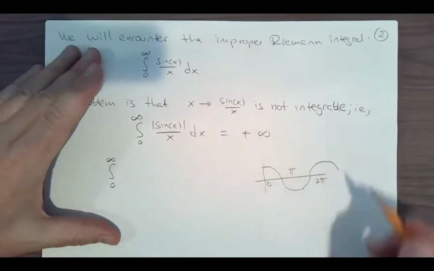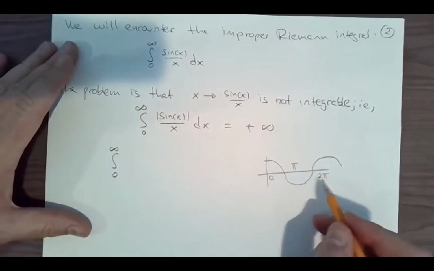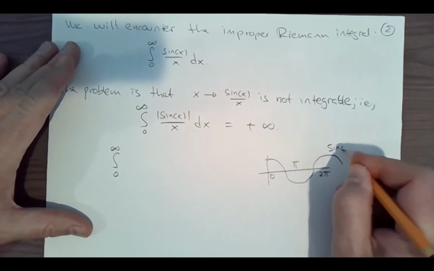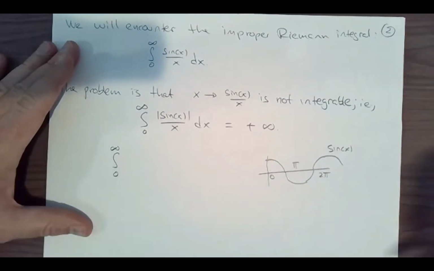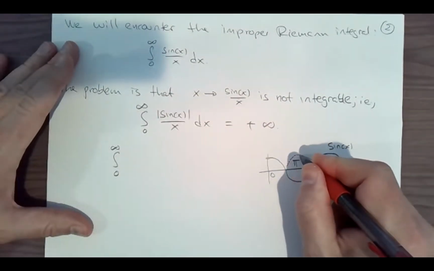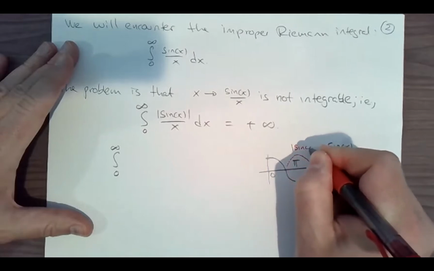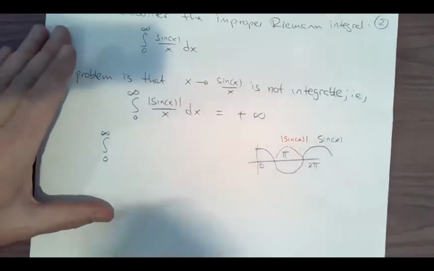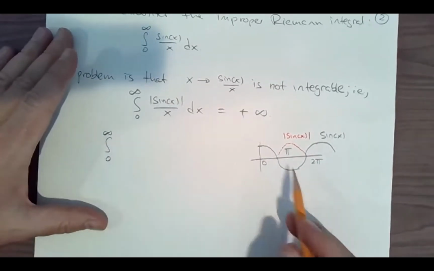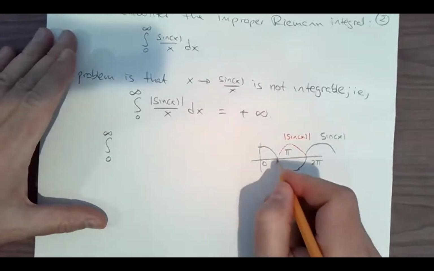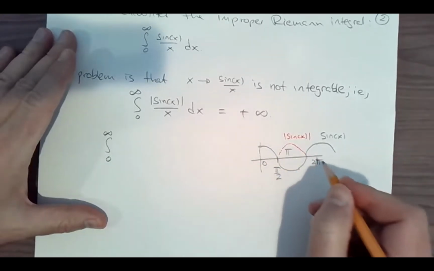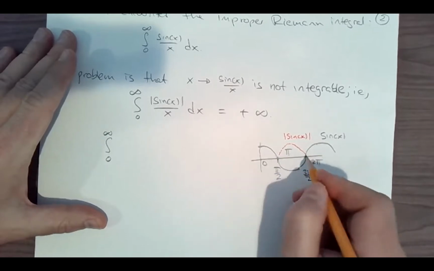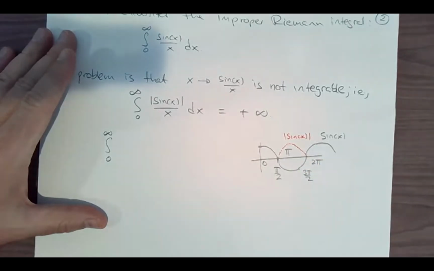And so on. So if I integrate, when I take the absolute value, this here is my sine x. I take the absolute value, I'll have the bubbles switch around. So if I look at the integral from 0 to infinity, I'll be able to break that up. So this will be pi over 2. This would be 3 pi over 2. Right, so every pi interval I'll get the same value.